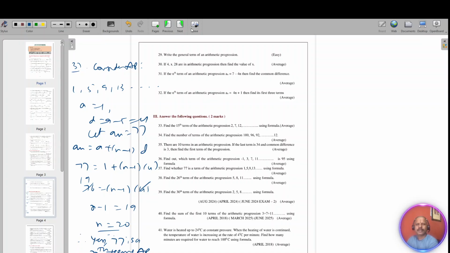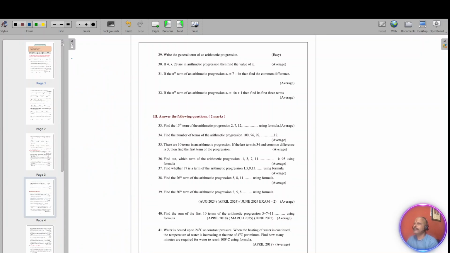It's important only. This similar question is there in the exercise as well. 38th we will see. Find the 26th term, which is same as 33. 39th we'll see. Find the 30th term, both are same here.